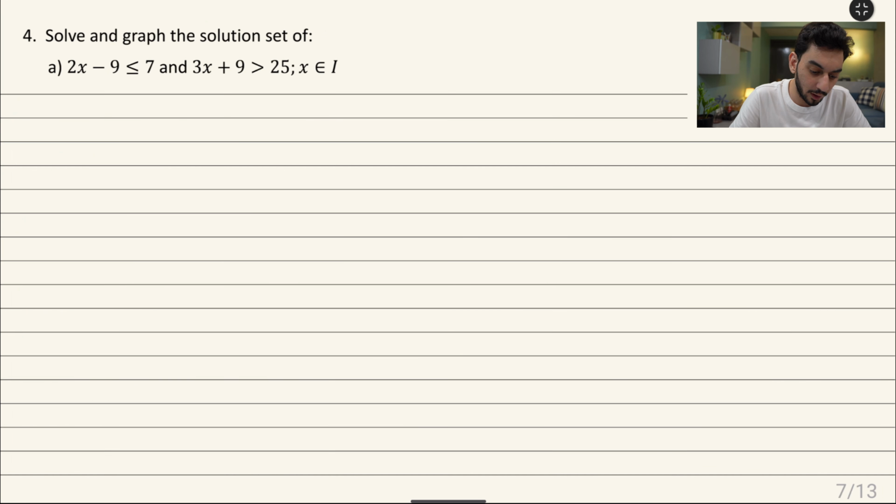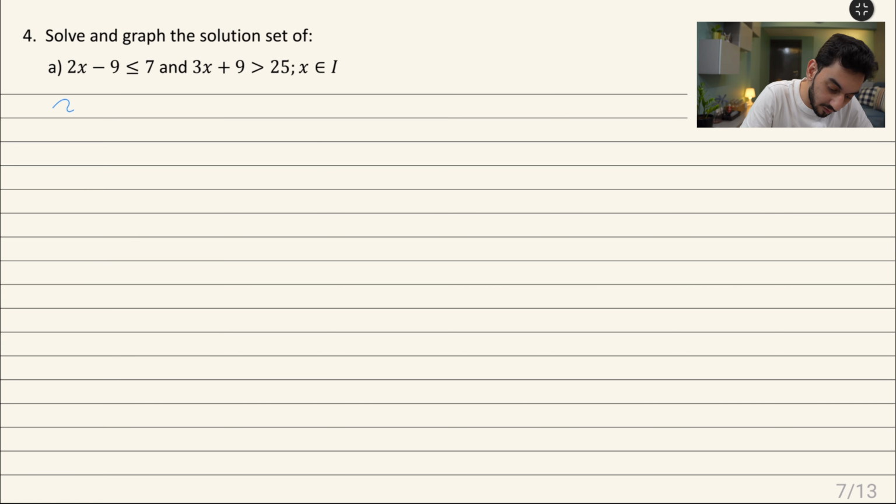Okay, let's move ahead to another question. This one says solve and graph the solution set of all of these things. Okay, and we have two separate equations given this time, or inequations given this time. Like in the questions that we have done till now, it was a combined thing, but in this one there are two separate inequations given. So let us solve them separately and then finally combine them and give an answer.